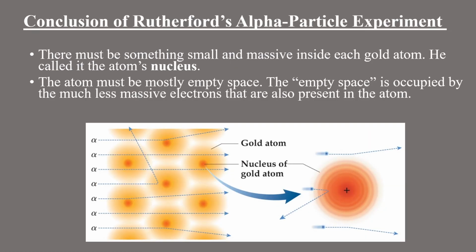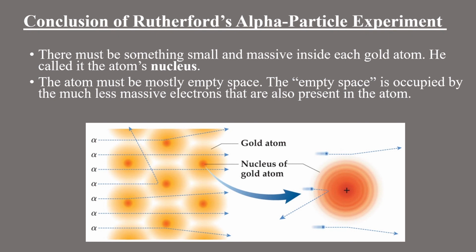Conclusion of Rutherford's alpha particle experiment. Based on the number of alpha particles deflected and their angles of deflection, Rutherford was able to calculate the relative size of the nucleus, and he concluded that there must be something small and massive inside each gold atom, and he called it the atom's nucleus. The other point that he concluded is that the atom must be mostly empty space, and the empty space is occupied by much less massive electrons that are present in the atom.